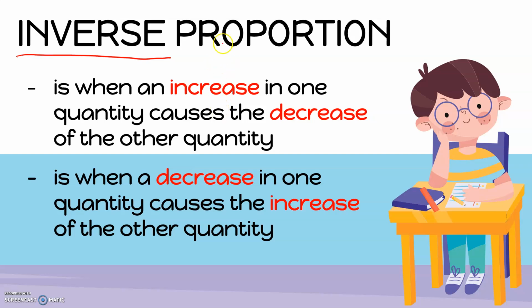Unlike in direct proportion. If you still remember, in a direct proportion, if one quantity increases, the other also increases. Or if one quantity decreases, the other also decreases. That is why inverse proportion is also called an indirect proportion because it is the opposite of direct proportion.